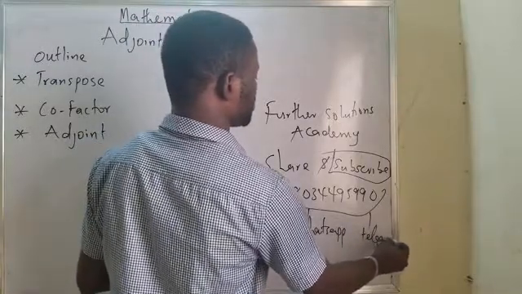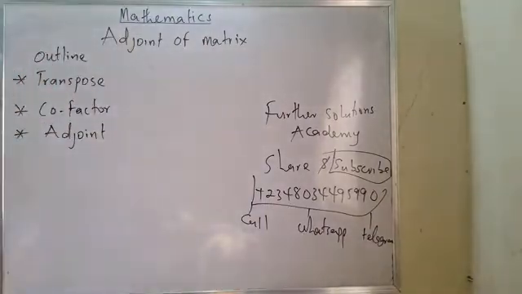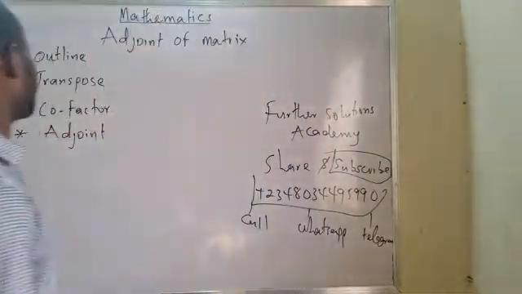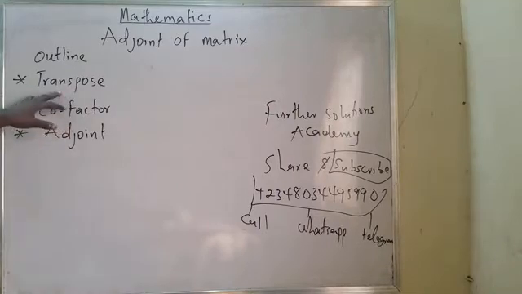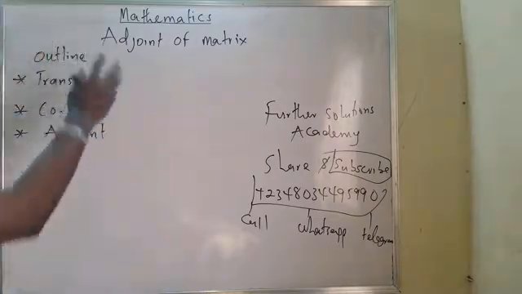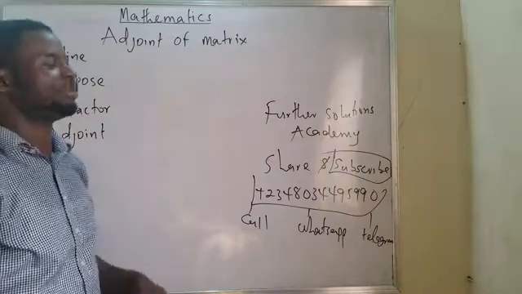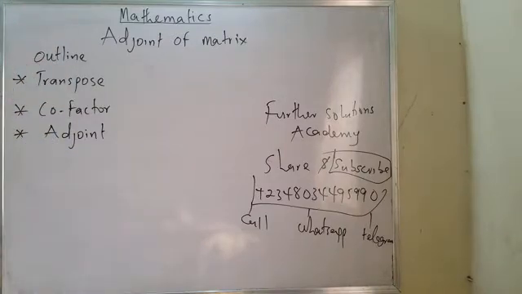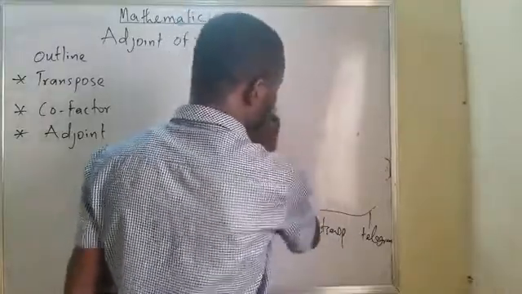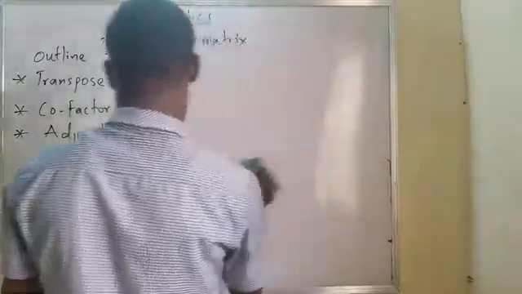On this video I'll be walking you through the adjoint of a matrix. The outline of this video: the first is transpose of a matrix, then cofactor, and adjoint. By the end of this video, you will understand it very well. I promise you. Just calm down, you'll be fine with it. Now, let's start from transpose to cofactor to adjoint.